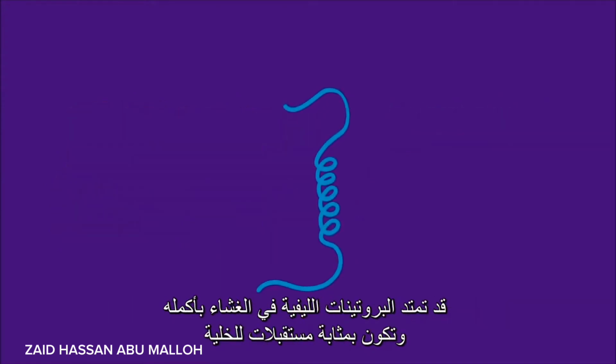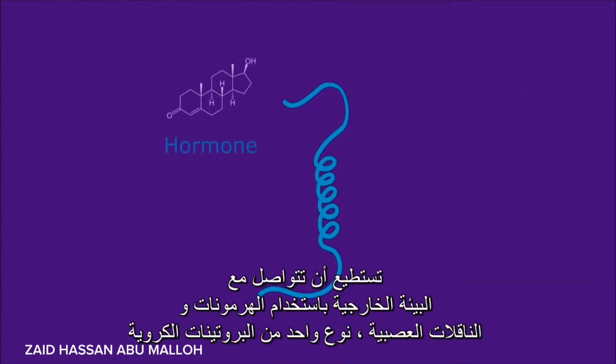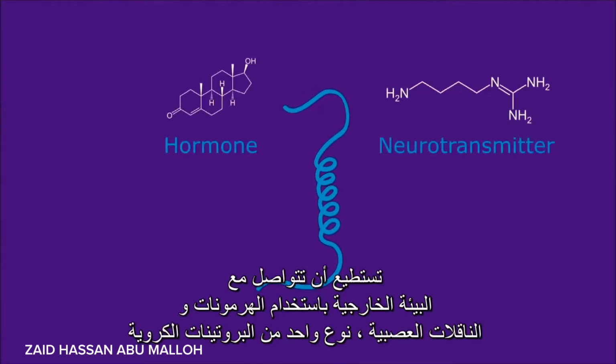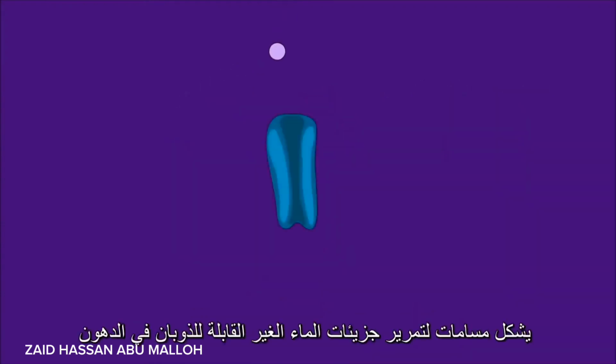The fibrous proteins may span the entire membrane and serve as receptors for the cell. They communicate with the external environment using hormones and neurotransmitters. One type of globular protein forms pores to allow lipid-insoluble water molecules to pass through.